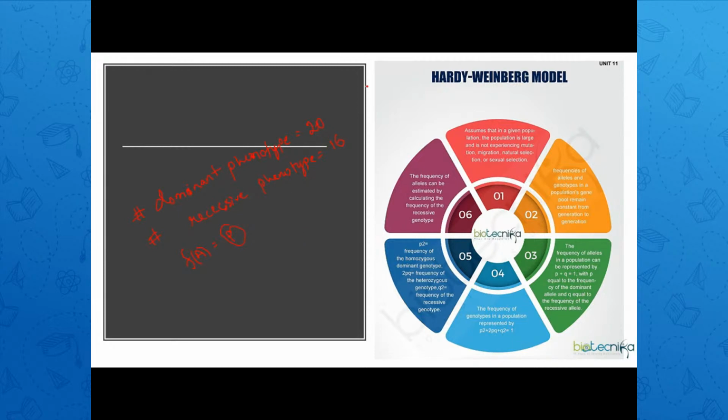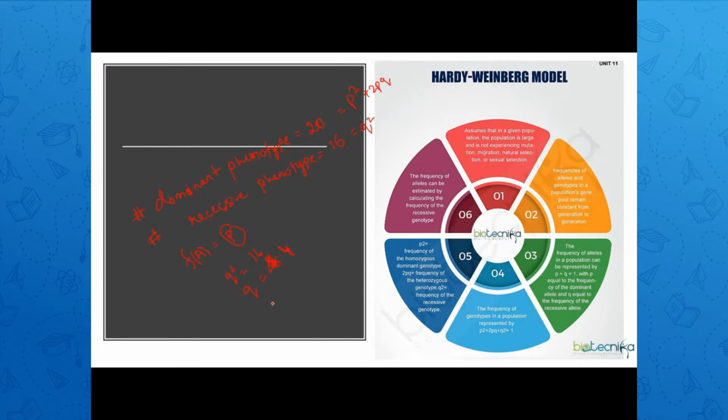See, dominant phenotype means it is representing p square plus 2pq, right? So it is not possible from here to get hold of p. But when I'm saying recessive phenotype, that means this is my q square. From here, if I know my q square equals 16, then I can find out my q, the square root of 16, that is 8. Sorry, not 8, 4. 4 4s are 16, so q is 4.